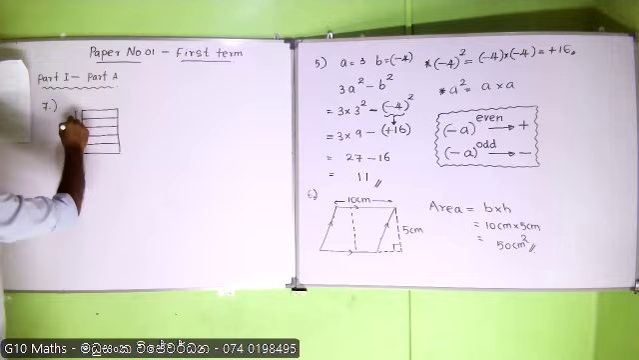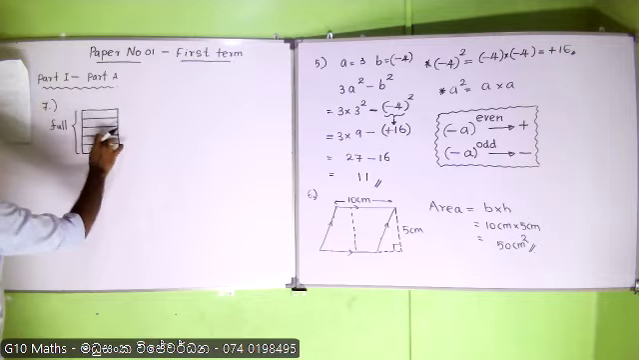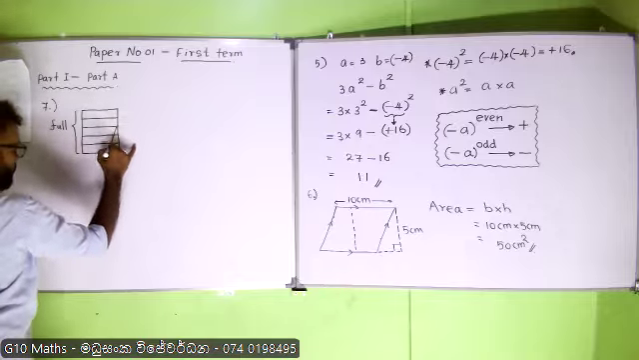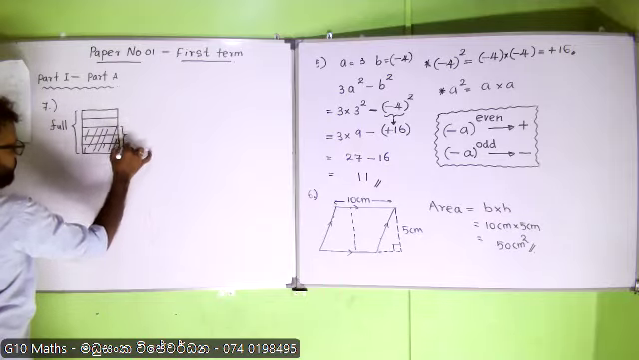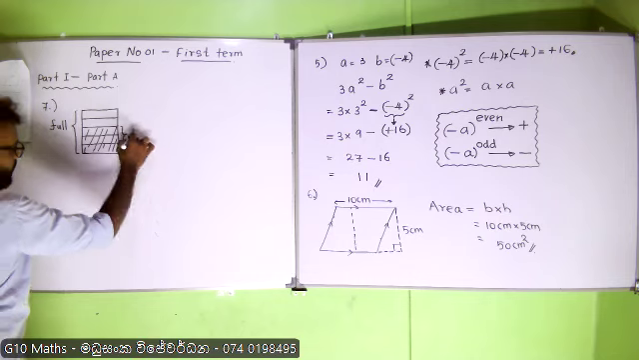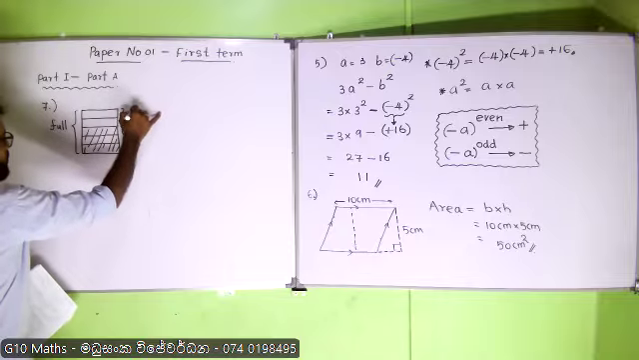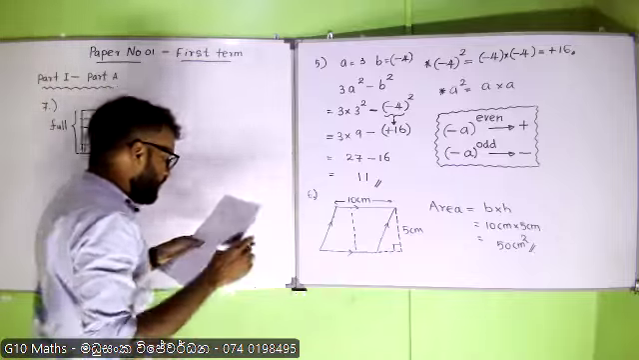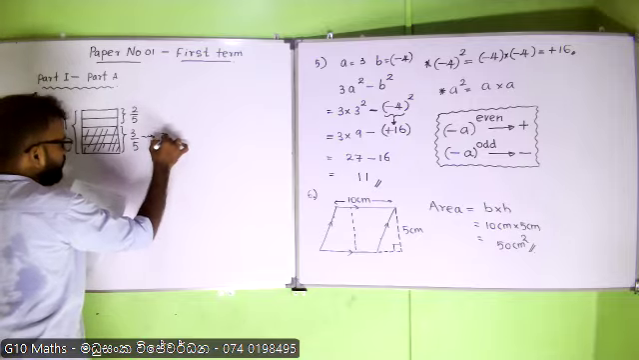This is the full tank, and I have divided it into 5 equal parts. Out of these 5 parts, 3 parts are filled. 3 upon 5 is filled, so 2 upon 5 is empty. This 3 upon 5 refers to 3000 liters.